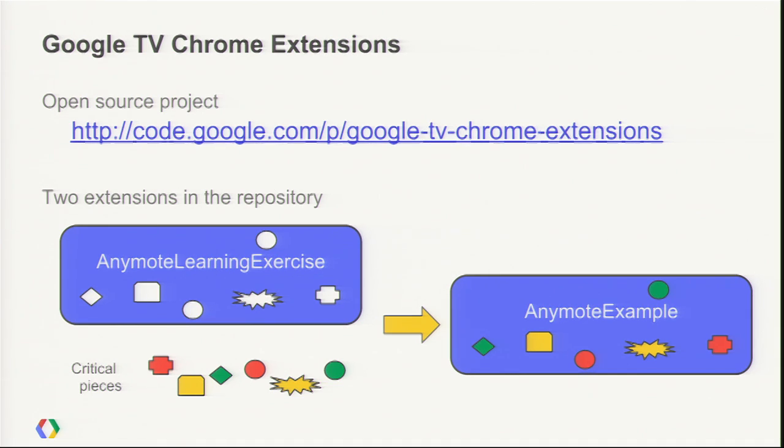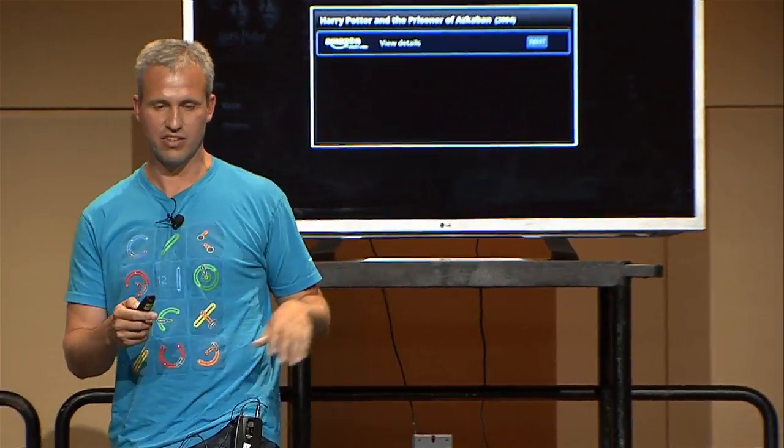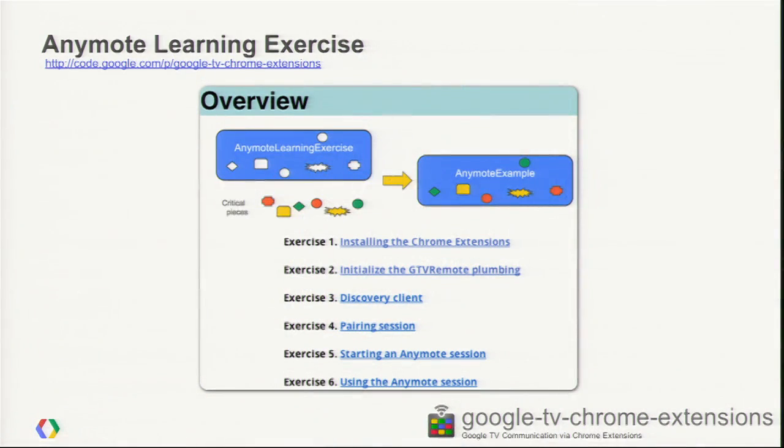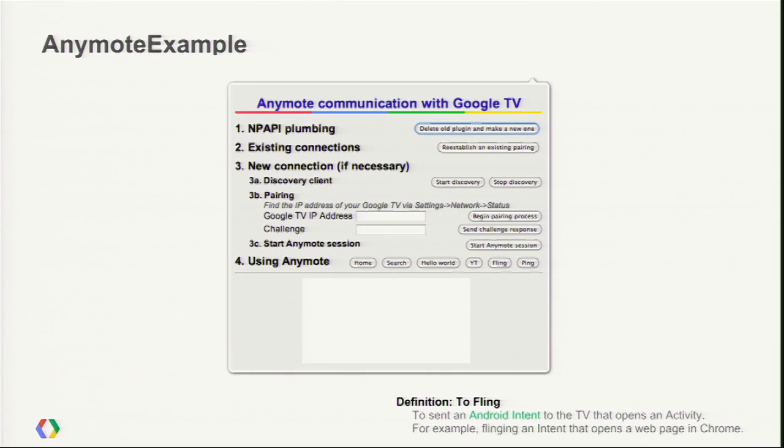The idea is you'll learn how to use this Anymote communication. There are two extensions. One is the example, which is finished. The other is the learning exercise, which is missing all the most important pieces, right? It's the same extension, but it's missing everything that's useful. We've broken it up into a couple of different exercises to make it easier for you to learn, just going through each step. Let's take a quick look at the example.